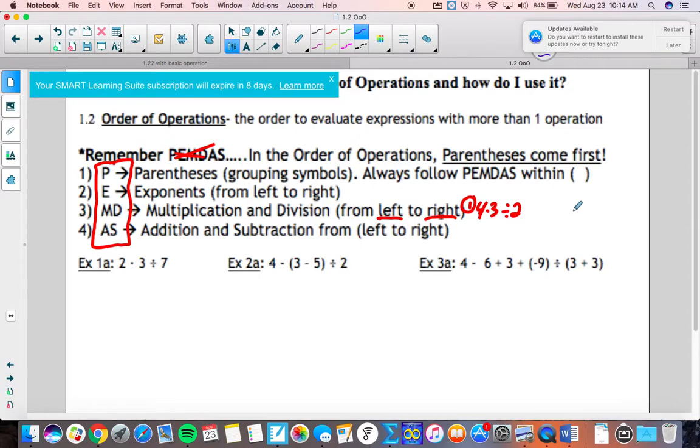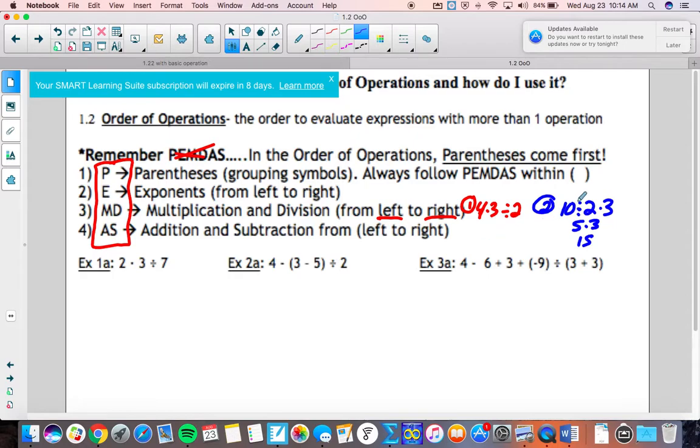Let me switch this up. Let's go 10 divided by 2 times 3. In the second problem in blue, we would do division and then multiplication, because the division is the operation on the left, and that has to be done first. So here we would get 5 times 3, which equals 15. If you chose to multiply first here accidentally, you'd get the wrong answer.